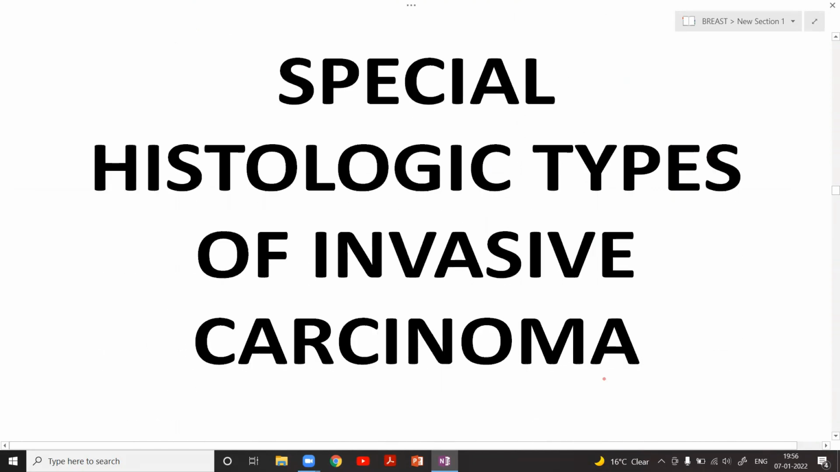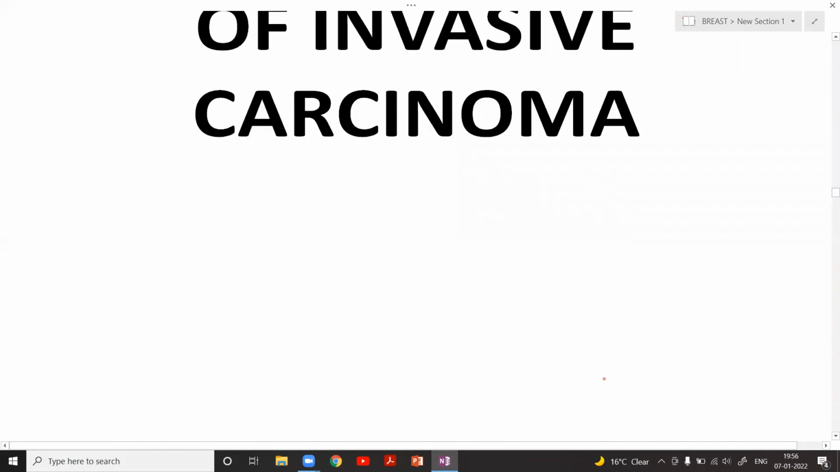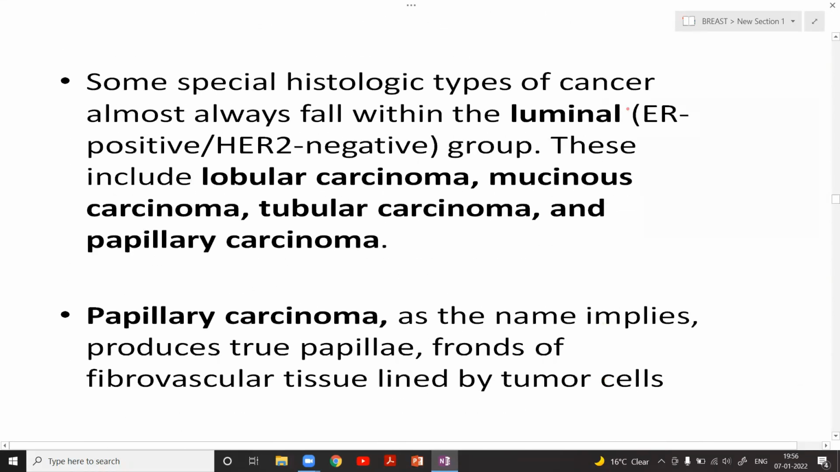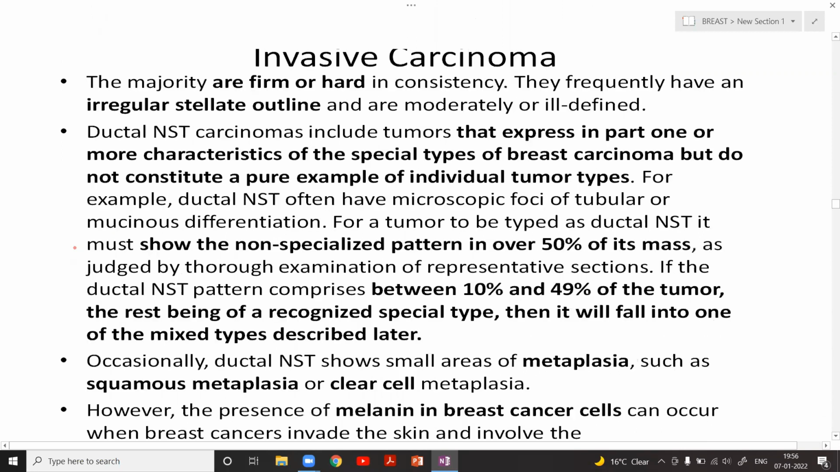Now we are going to discuss the special histological types of invasive carcinoma. So let us first understand some important criteria and rules. Very important, as we told, some special histological types of carcinoma fall under the luminal category. Luminal categories are those which are ER positive breast carcinoma. So what are these special types which are luminal? Lobular carcinoma, mucinous variety, tubular variety, and papillary carcinoma of the breast. So they come under this category.